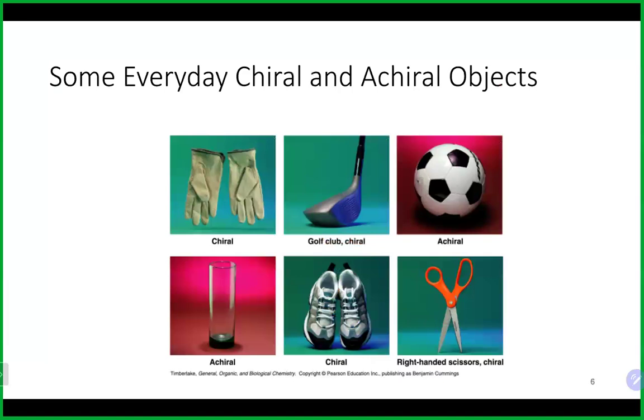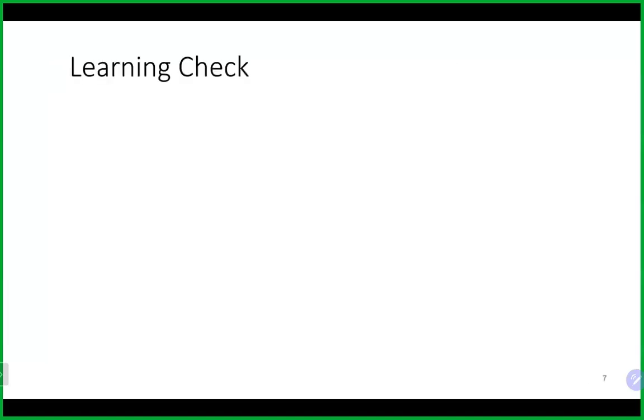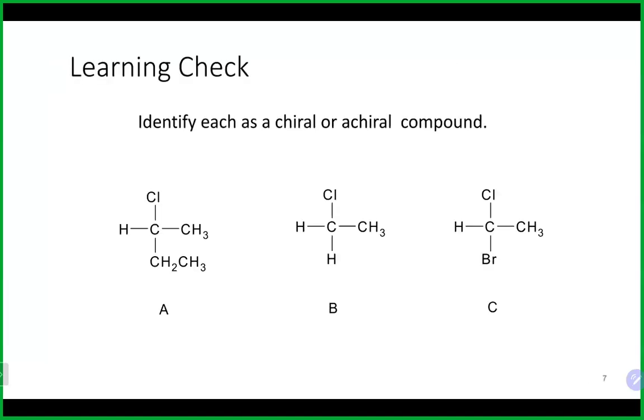So here are some chiral and achiral things. We've got gloves, which are chiral, golf clubs, which are chiral, an achiral soccer ball there, right-handed scissors. I'm not sure what happens with left-handed scissors, but we'll see. All right, so let's take a look at these. Take a moment. For each of these, are these chiral or achiral compounds?